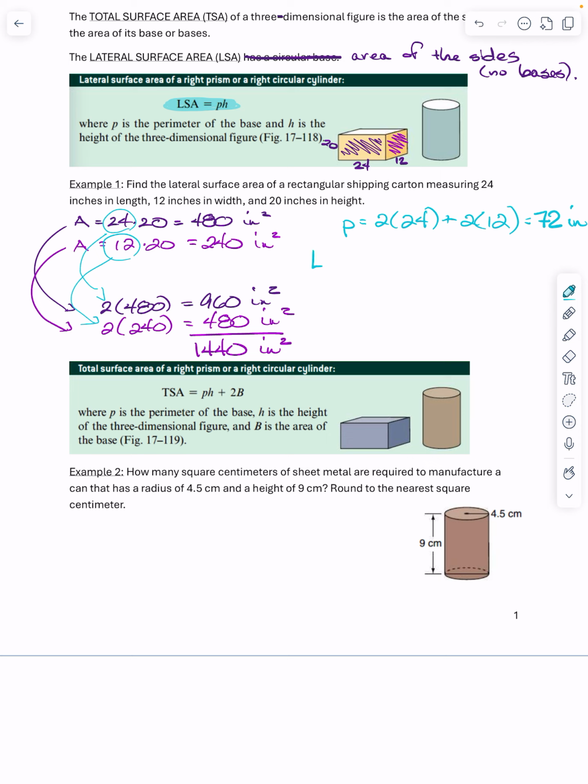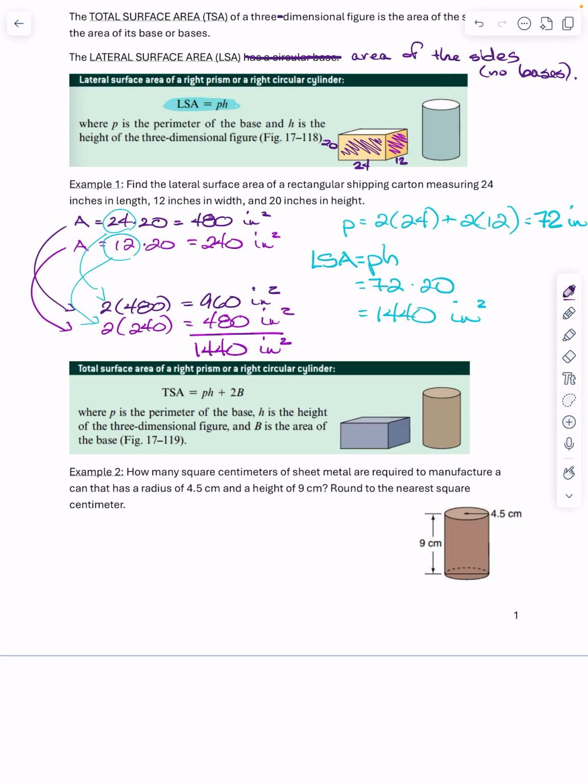And so up here, lateral surface area, perimeter times height, 72 times 20. Now this feels shorter, but it's only shorter if it makes sense. So know that either way you find the lateral surface area is going to give you the same answer. Okay.